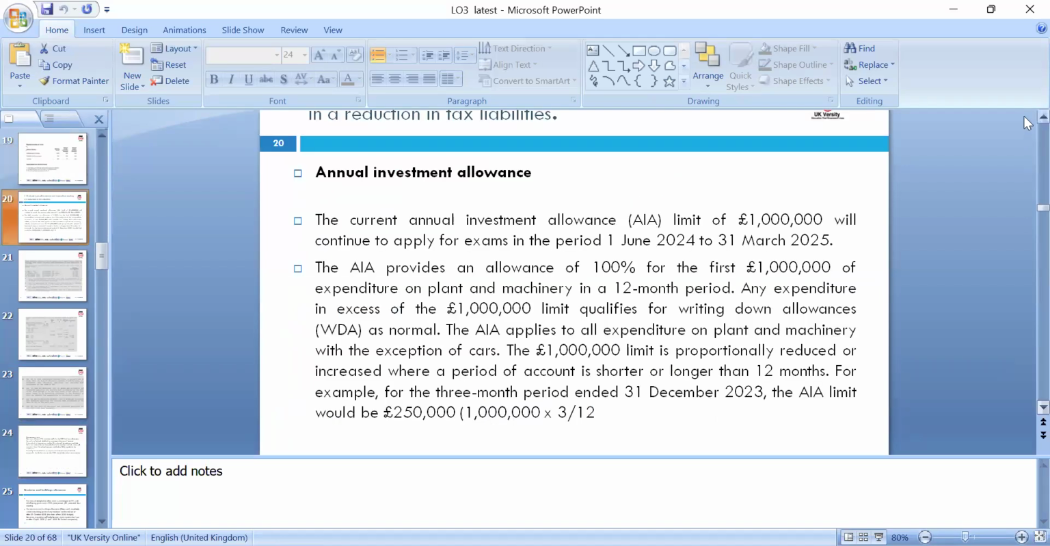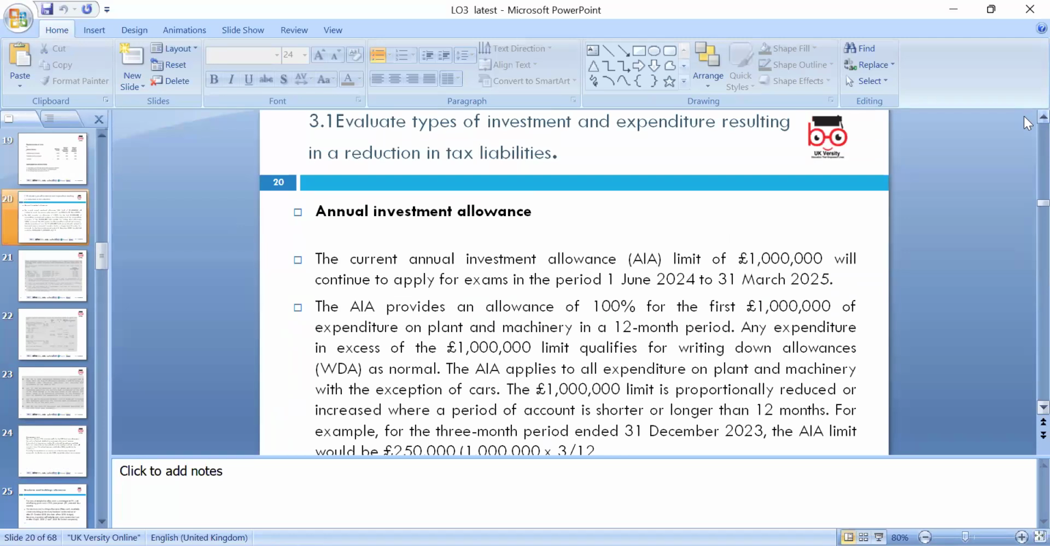In the previous lesson we also had a discussion about penalties, NI, individual and group. So today, 3.1: evaluate the type of investment and expenditure resulting in the reduction in the tax liability. The annual investment allowance which we have now is 1 million, which will continue annually for the exam period. Of course, you're not doing an exam, you're doing an assignment, so it doesn't matter. You can use it as an example of Finance Act 2023, 24, and 25, up till 31st January next year, which is absolutely fine.